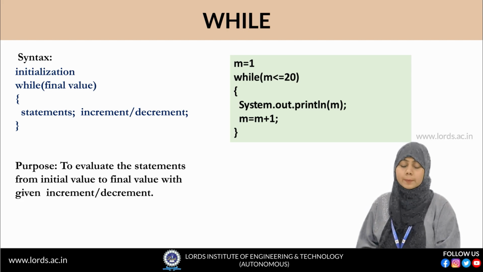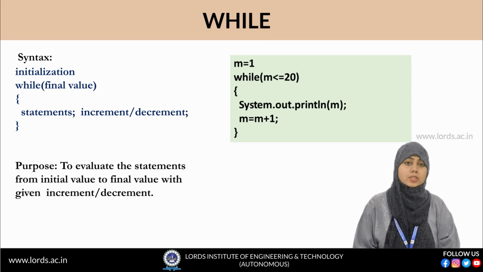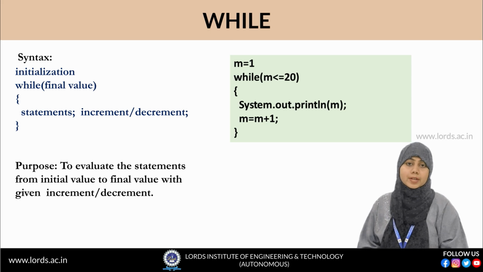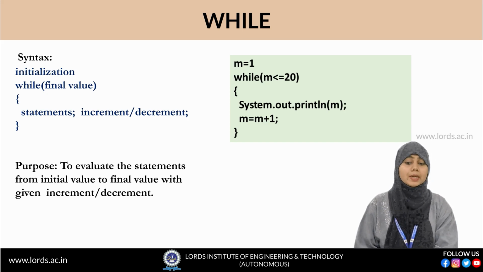Now, in the code written here, I have initialized a variable m equals to 1, while m less than or equals to 20. So we are saying that m must be less than or equals to 20, then print the value of m. I have also written an increment, m equals to m plus 1, which means at each iteration the m value will be incremented.